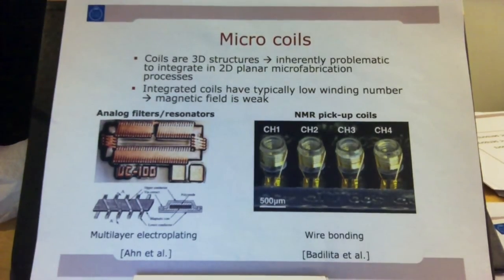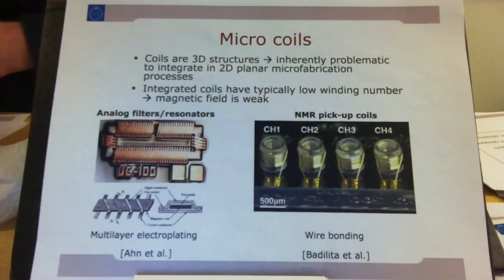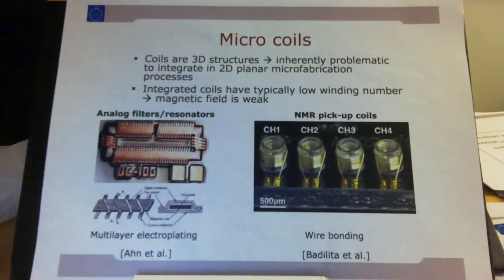The first thing that we can observe is that, of course, coils by nature are, or must be, 3D structures, and therefore they are going to be inherently problematic to integrate into microsystems, because microsystems are 2D or 2.5D structures. So that's going to be a first challenge. And you can see, for example, two ways how this is done here.